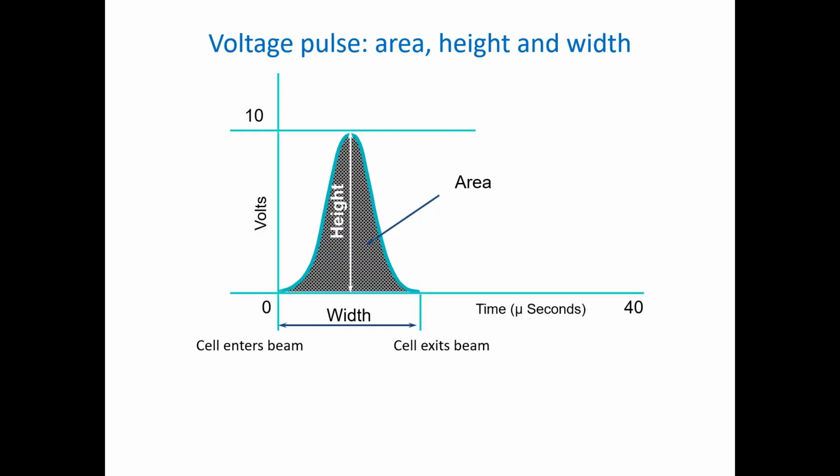Depending on the instrument, area or height is standardly used to quantify fluorescence emission. The width measurement is generally used in combination with area to distinguish doublets or aggregates from single cells.